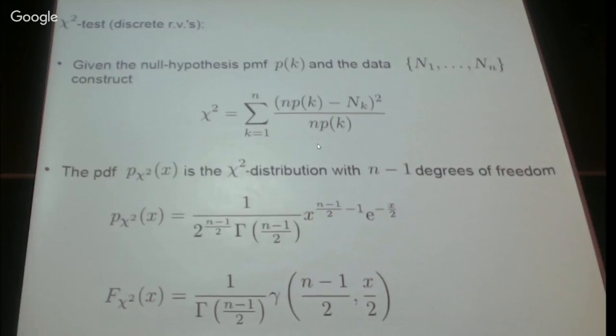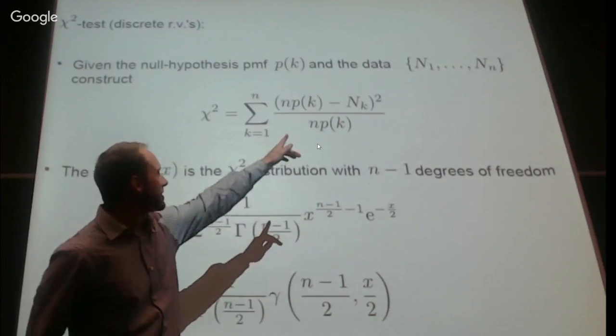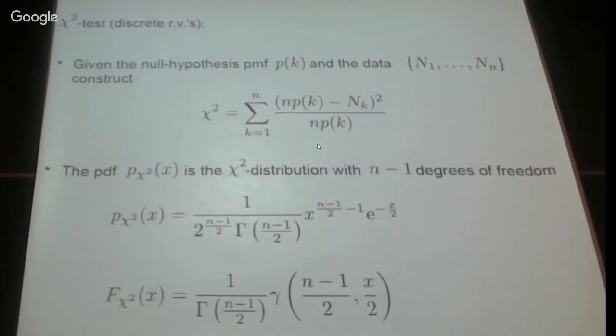If you have a discrete random variable which you would like to specify the PDF for, that's that P of K there. Then you perform the experiment and you get a bunch of results for each of the different outcomes. Those are these n's here. You can construct this chi-squared test statistic, which is generally the expected minus the observed, squared, divided by the expected. And this chi-square should be distributed according to the chi-squared distribution with n-1 degrees of freedom.